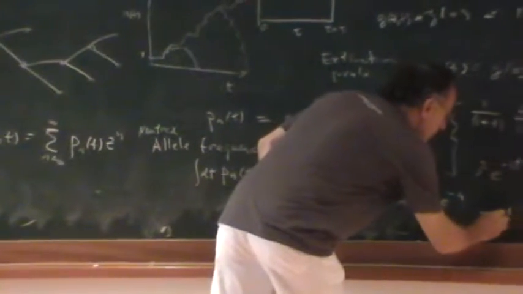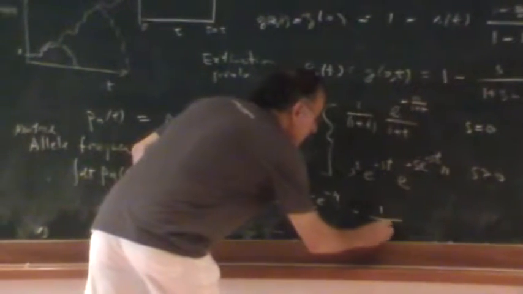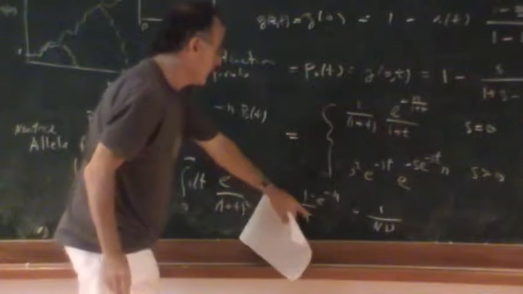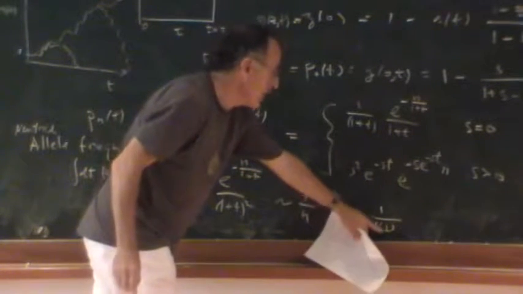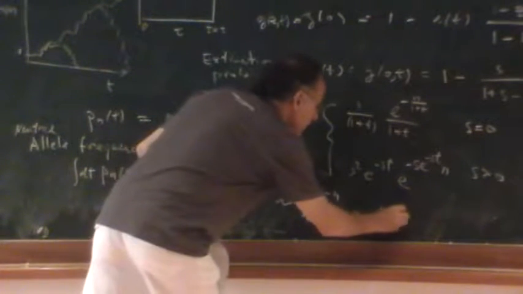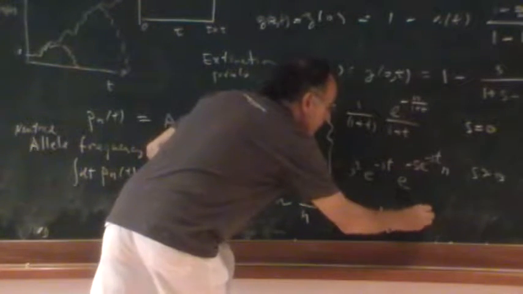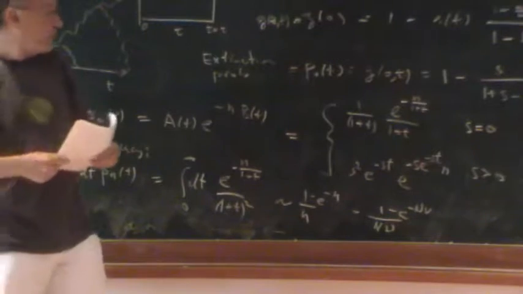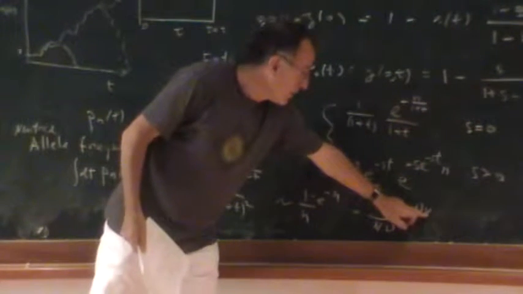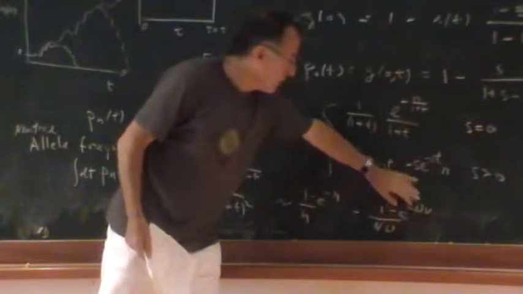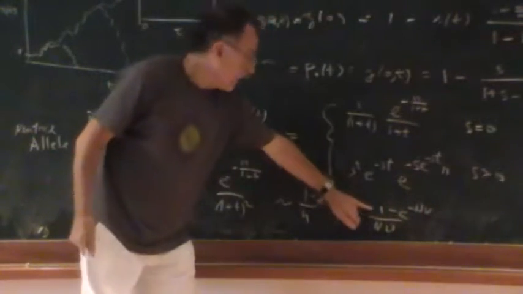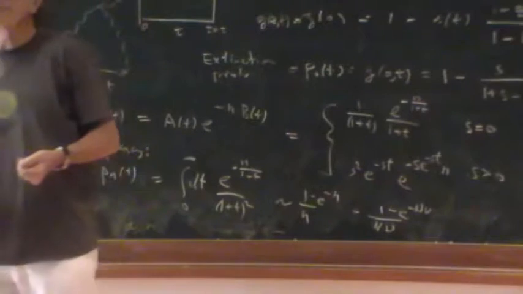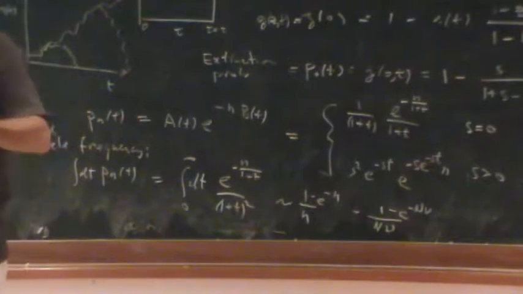So the frequency, so n is equal to population size times the frequency, 1 minus population size times the frequency. So if we're looking at the spectrum, the probability of finding finite frequency nu, we can forget about this term. And all we're seeing in this regime is 1 over the frequency. So we're seeing lots of low frequency alleles over here.